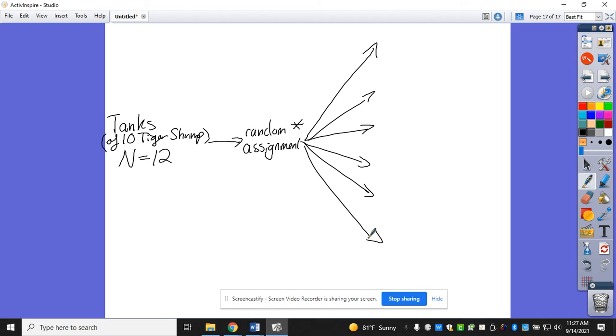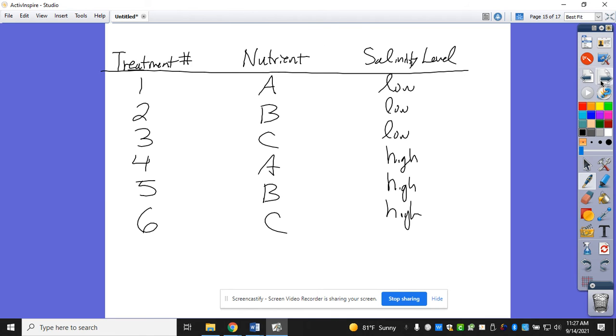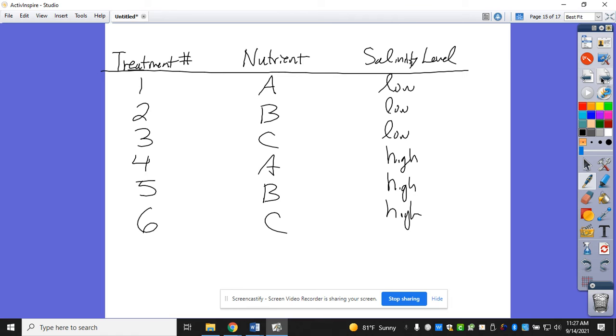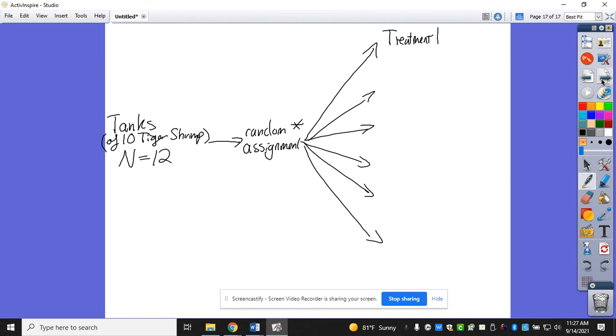thing is reasonable. So only because I did this, I can now say treatment 1. If you write treatment 1 and you never had a key like this, I won't give you any credit for it. So treatment 1, what do I need to write with treatment 1?